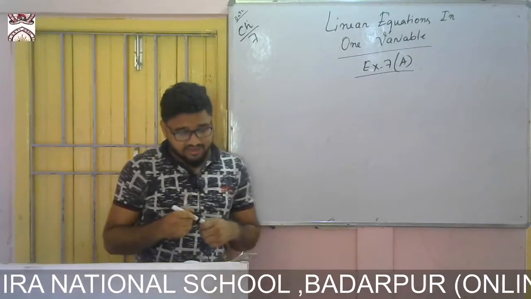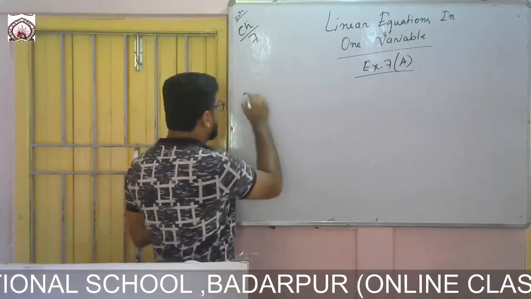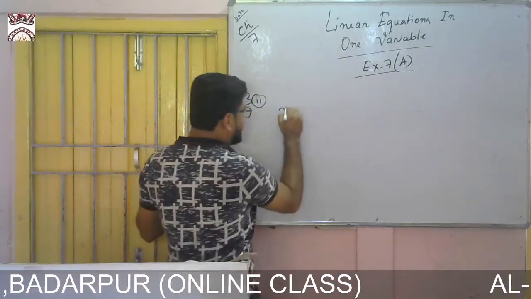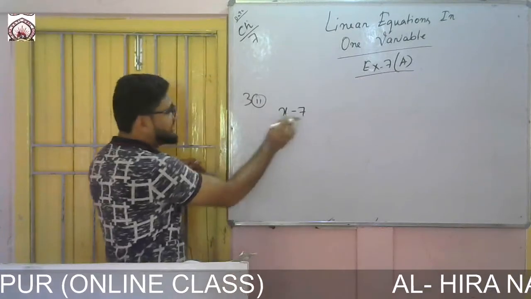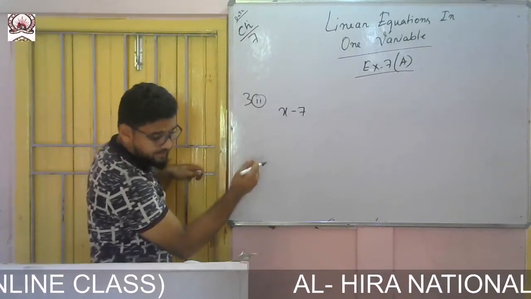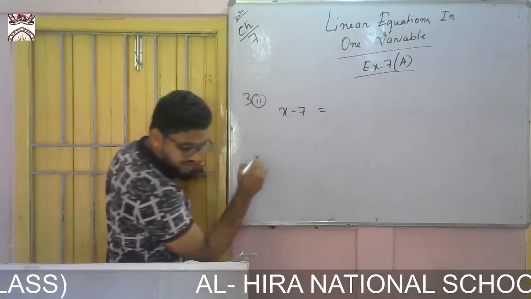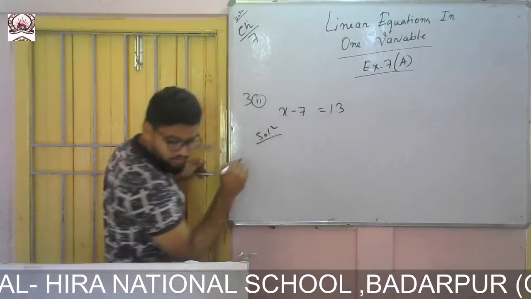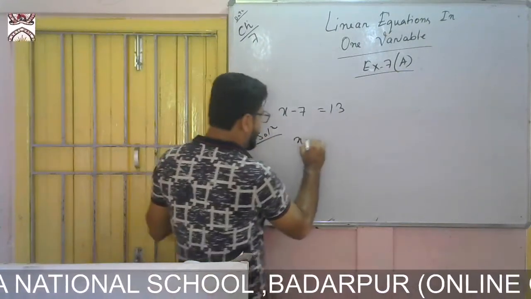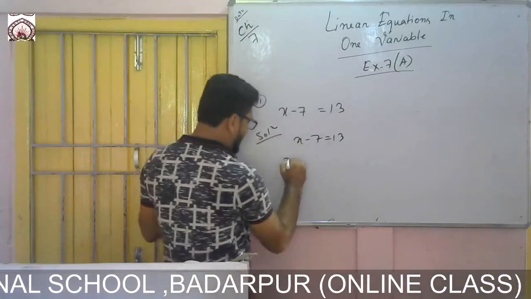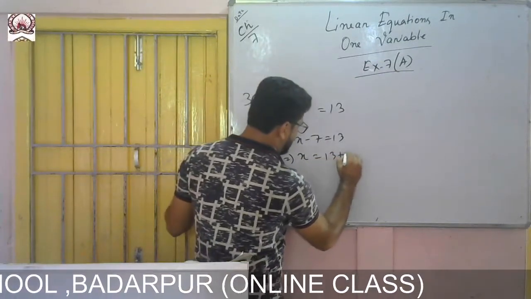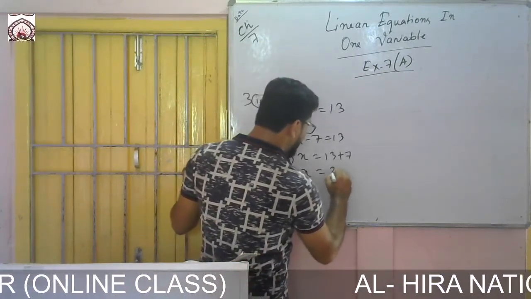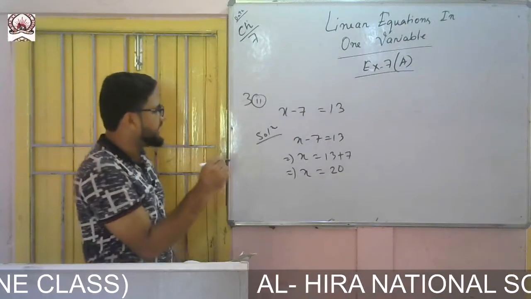So see the first question, x decreased by 7 is 13. Roman 1 is done already in the book. So x decreased by 7 is 13. Is means equals to 13. Now solution. We need to find the answer. So x minus 7 equals 13. Then x equals 13 plus 7. It is minus, it will go plus. X equals 20. So that is the answer.